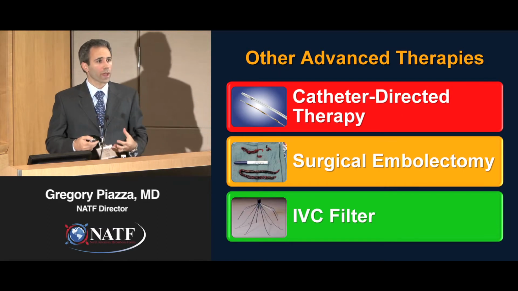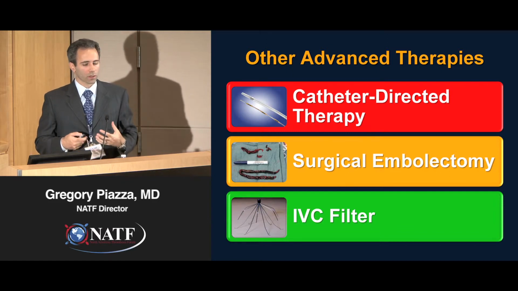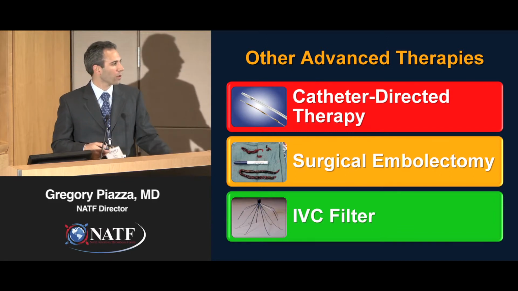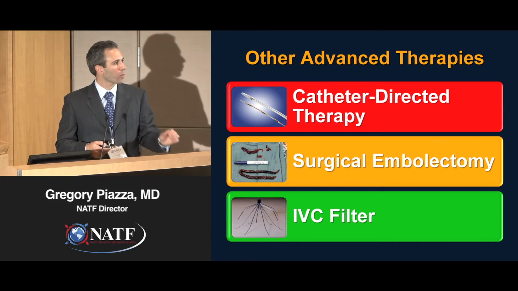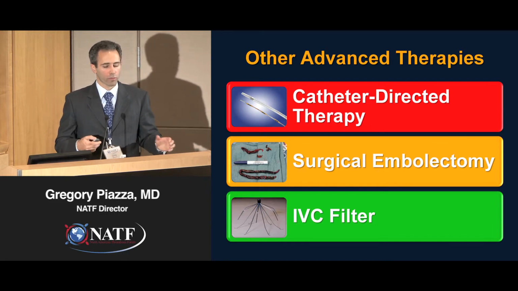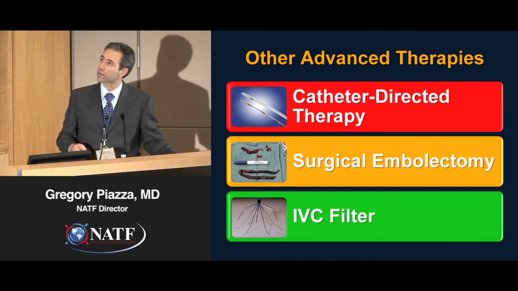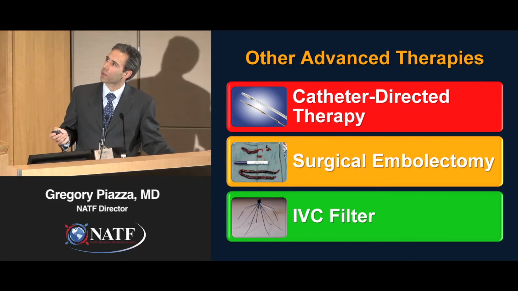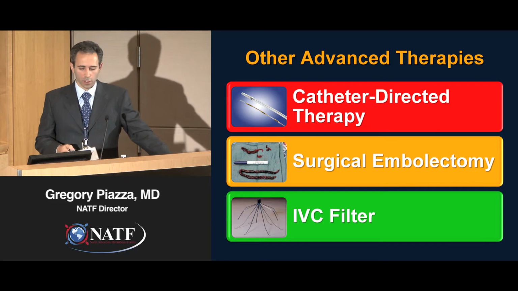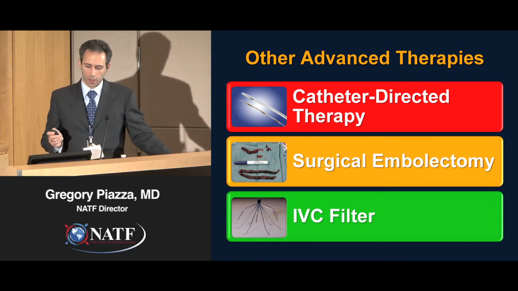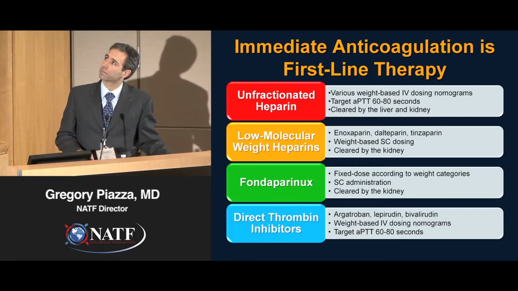Because we're so afraid of the risk of bleeding, there's been a lot of research and investigation into other advanced techniques for breaking up pulmonary embolism that might have a lower risk of adverse events. There are catheter-directed therapies, surgical embolectomy, and IVC filters that Dr. Sobieschek will talk a little bit more about in the next talk.